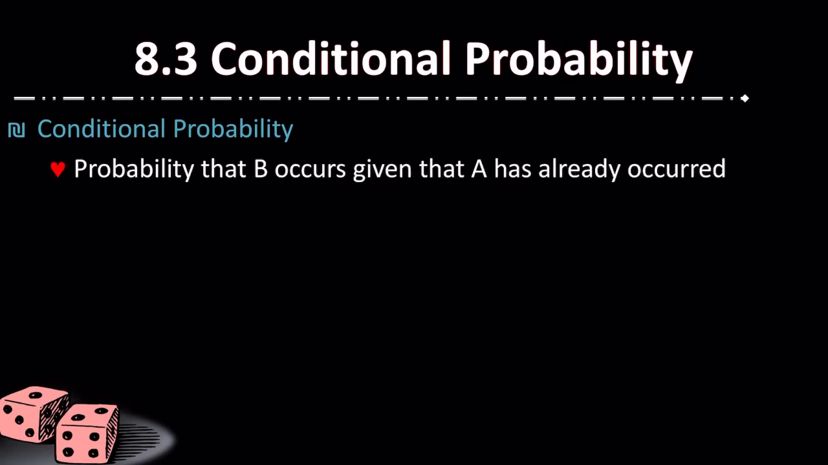Conditional probability is the probability that event B occurs given that A has already occurred, and we write it this way. So this is the probability of event B given, the vertical line means given, A happened. So A already happened. So what's the probability that B happens after A has already happened?